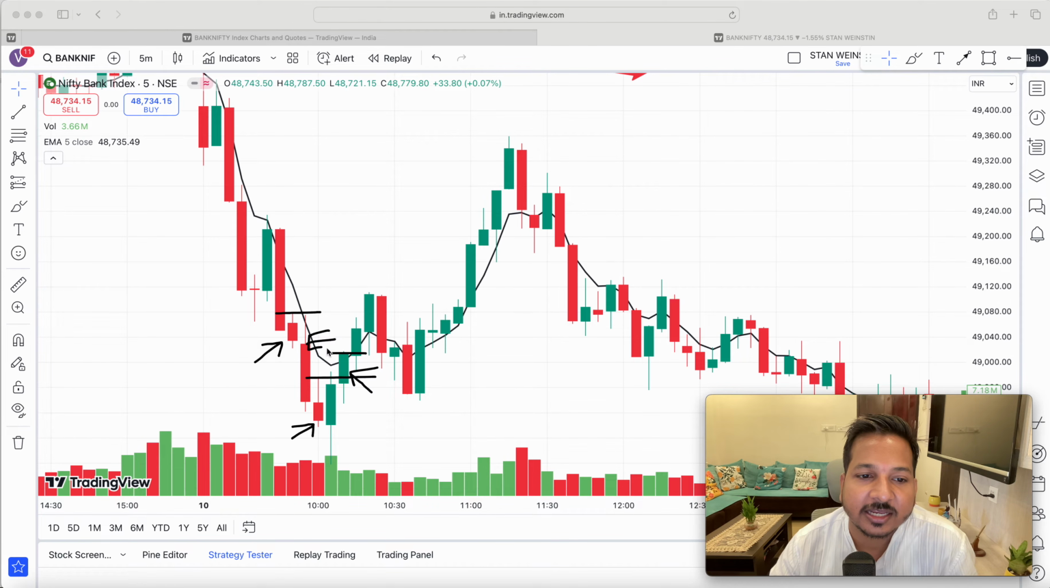You can take entry at this point, and the bottom will be your stop loss, and this will be your risk. This entire thing is your risk. So you have to take a reward of 1:2 minimum.